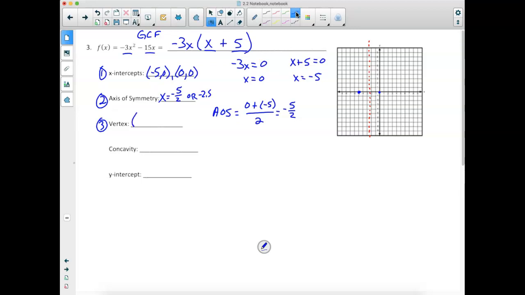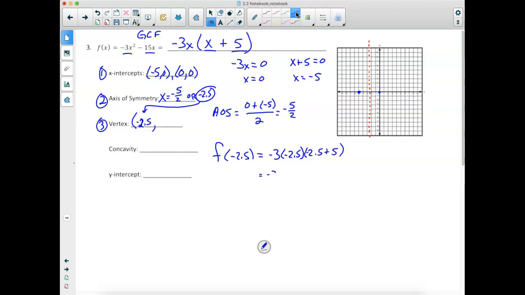Next, we take the vertex. Remember, we just simply take that value, negative 2.5, and we need to find what is f of negative 2.5. So we're going to plug that into our equation. Negative 3 times negative 2.5 times 2.5, negative 2.5, sorry, plus 5.